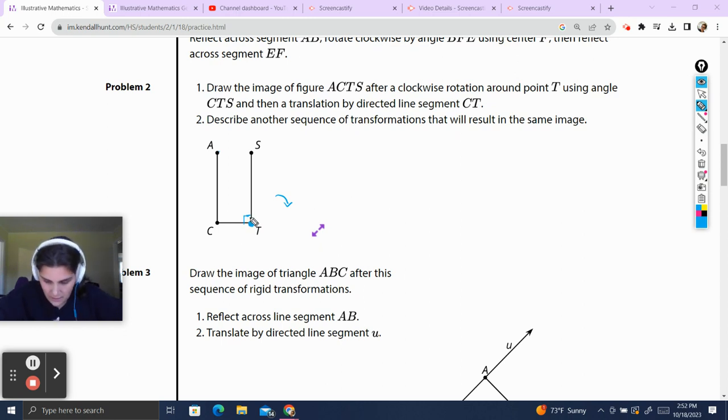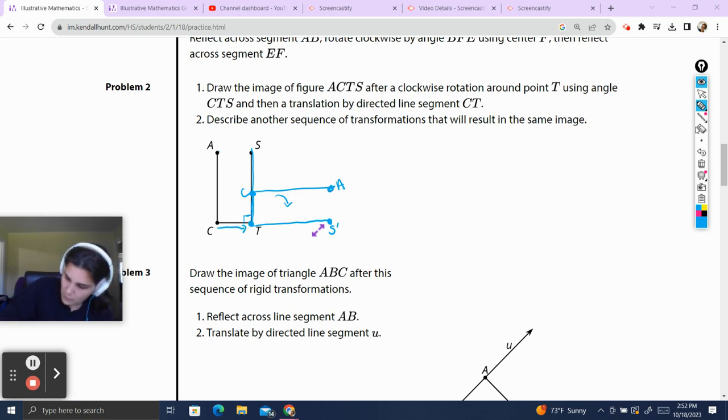And then a translation by directed line segment CT. So we're using angle CTS, which looks about a 90-degree angle. When we're rotating around T, well, this guy, TS, is going to slide over here. My S is going to come over there, which is going to pull the rest of these guys. C is going to pull over here. A is going to go over there. So we've rotated 90 degrees using angle CTS, and then the translation by directed line segment CT.